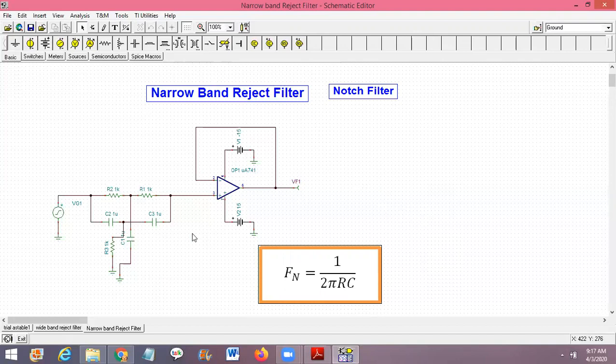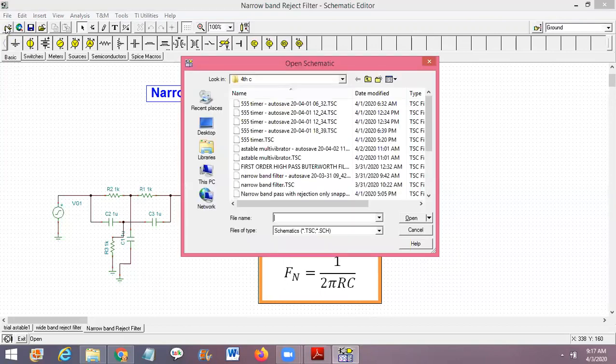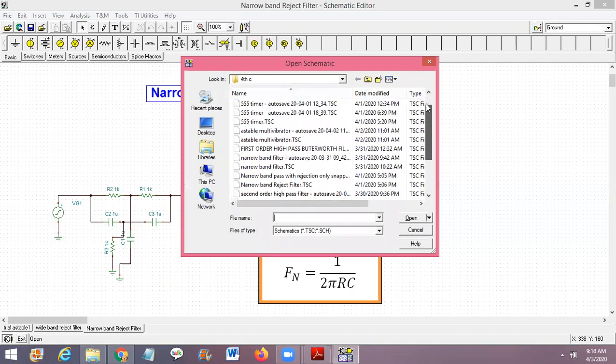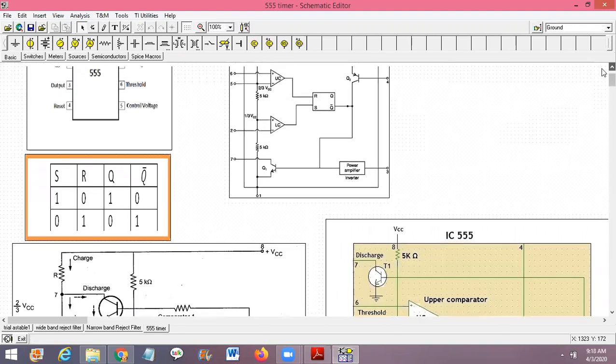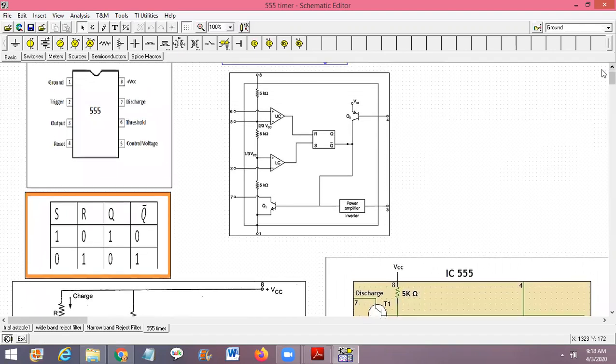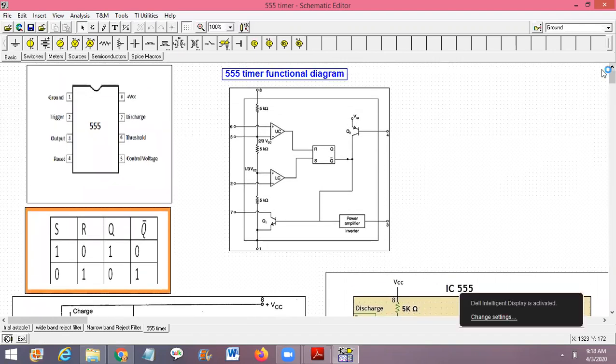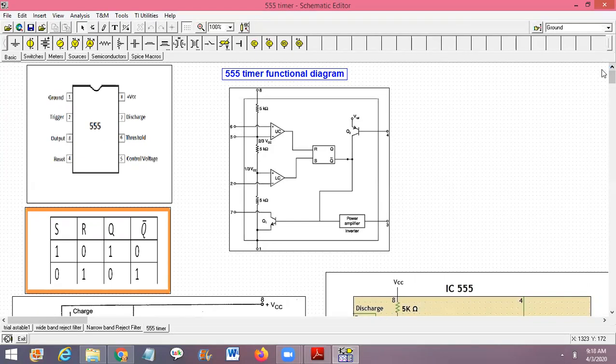So this completes the filtering part. Next we shall go for the multivibrator. Okay. So what are multivibrators? Basically, multivibrators are used to generate waveforms. We will make use of the 555 timer integrated circuit, and then we will study the working of monostable and astable multivibrators. So first we have to know about the 555 timer IC, then modify it as a monostable multivibrator and then as an astable multivibrator.